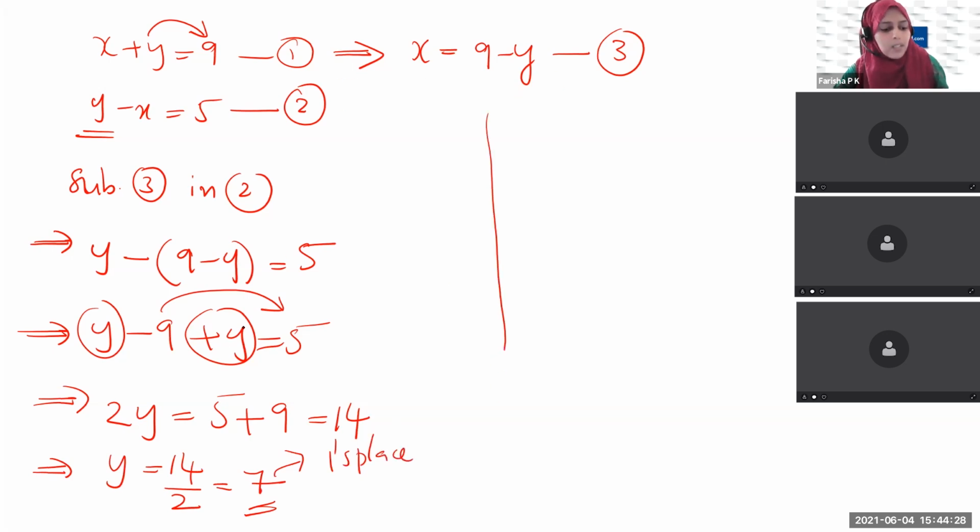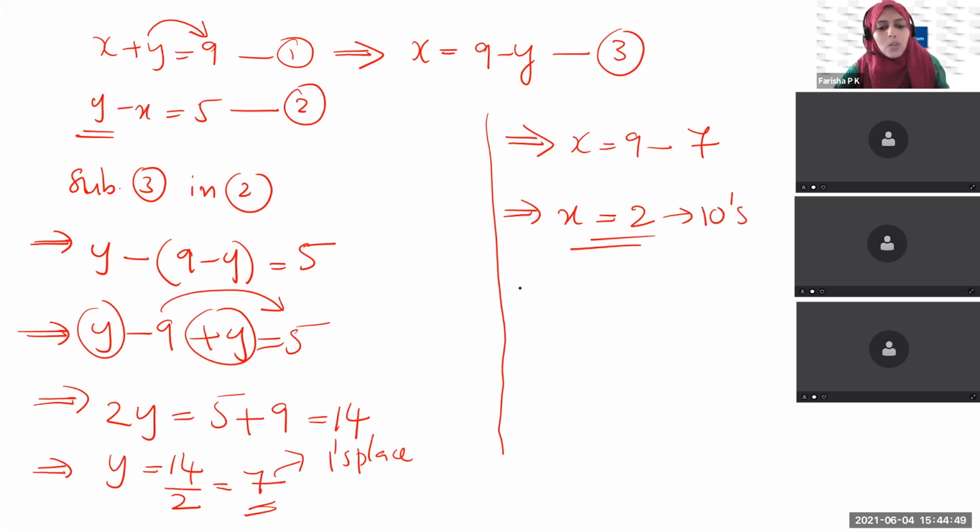Now here I have to get the answer for the digit in tens place also. So here, I'll substitute in the third equation. Any of the equations you can substitute. So here x is equal to 9 minus, in the place of y, I'll write 7. So here you got the answer as x is equal to 9 minus 7, that is equal to 2. So this is my digit in tens place.